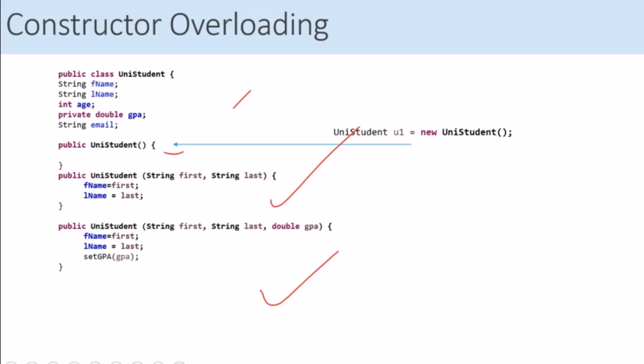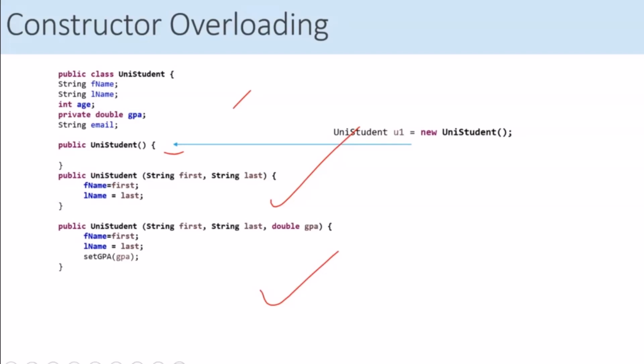No. If it's a numerical value, it will be what? 0. If it's a Boolean, it will be what? False. If it's an object, like string is an object, is a class, it will be null.